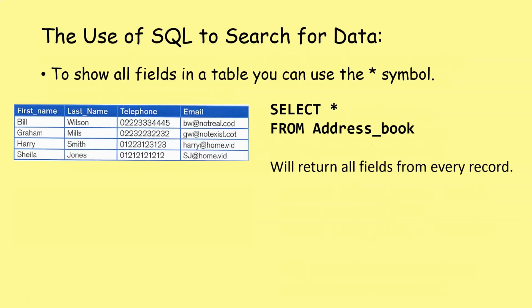To show all the fields in a table, you can also use the asterisk symbol. So if I just want to return all the fields from every record, I could say select star from address book. Don't need the where clause here, there's no criteria. And this is the same as saying select first name, comma last name, comma telephone, comma email from address book. I can just say select star to mean every field.